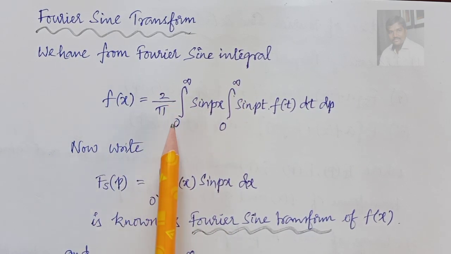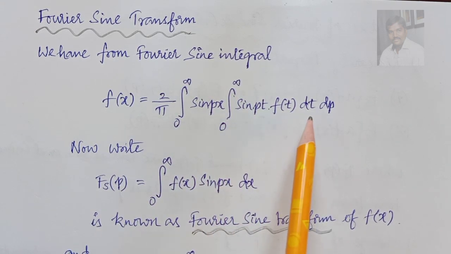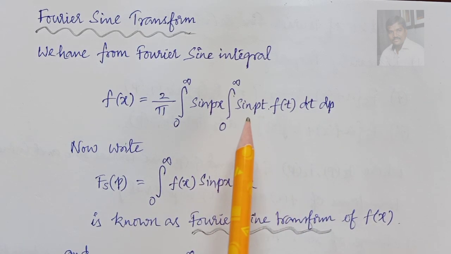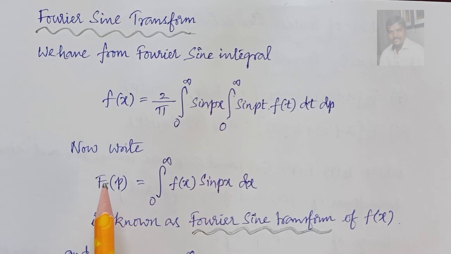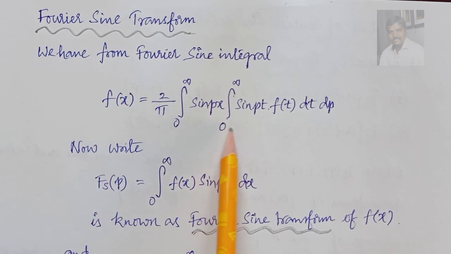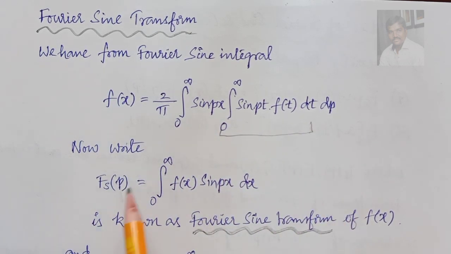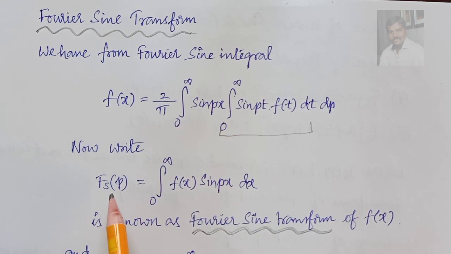f of x is equal to 2 by pi integral 0 to infinity sine px into integral 0 to infinity sine pt f of t dt dp. Just by making some modifications in this, we can get the Fourier sine transform and the inverse Fourier sine transform also. Now, if I write this part as the Fourier sine transform of f of t, we can simply write that as Fs of p.